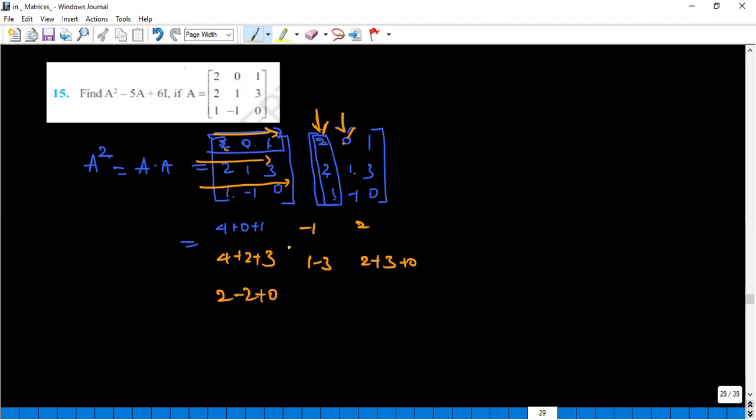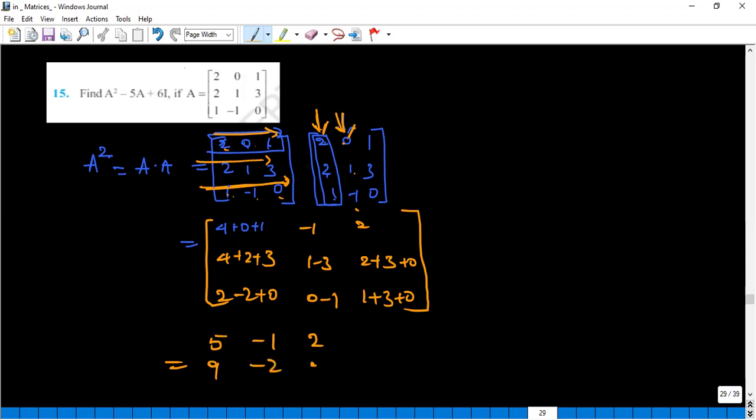Then third row, first column: 1 into 2 is 2, minus 1 into 2 is minus 2, 0 into 1 is 0. Third row, second column: 1 into 0 is 0, minus 1 into 1 is minus 1, 0 into minus 1 is 0, so we don't need to write that. Third row, third column: 1 into 1 is 1, minus 1 into 3 is minus 3, 0 into 0 is 0. So finally we get [5, -1, 2; 9, -2, 5; 0, -1, 4]. This is A squared.